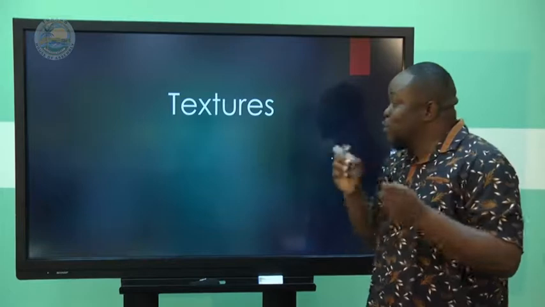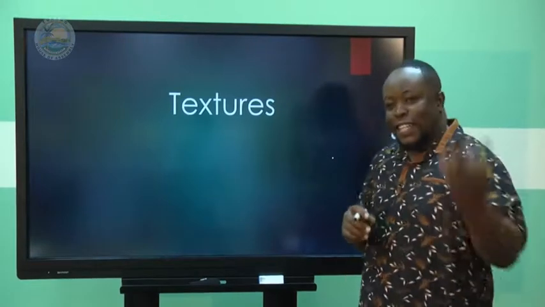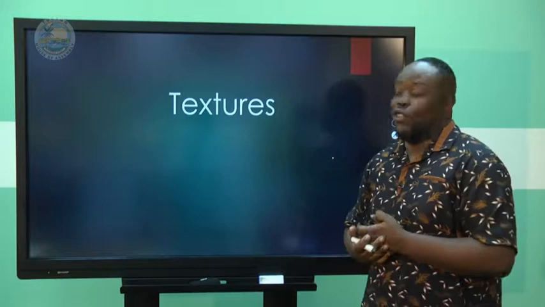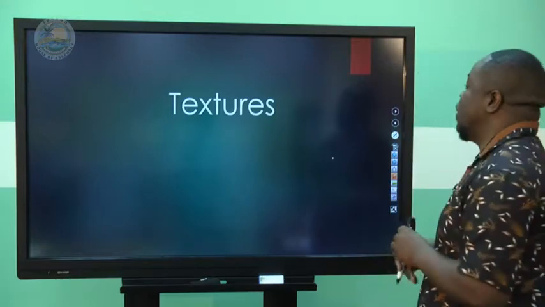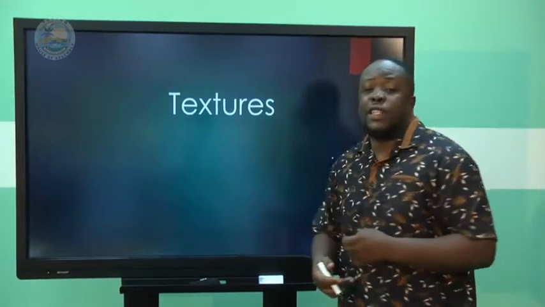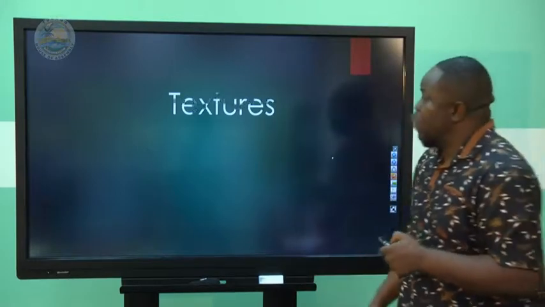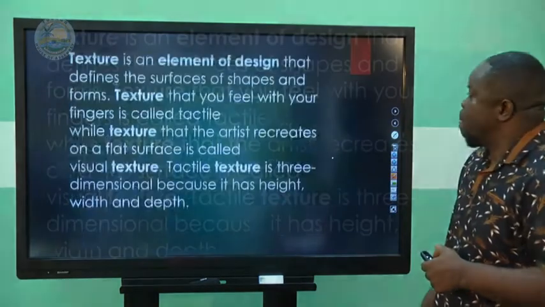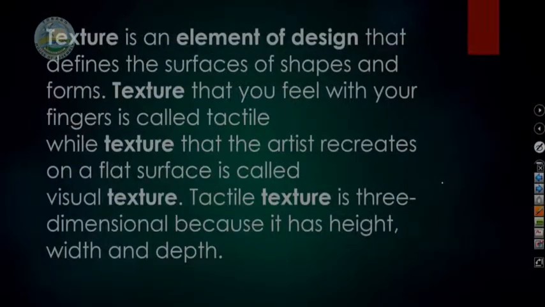All right. So if you use those color harmonies along with the artistic technique, it would add some more dimension to your work. Now, another thing that we want to look at in terms of elements of design today is textures. Texture is another element of design, and texture is an element of design that defines the surface of shapes and forms. Now, texture that you feel with your finger is called tactile, while texture that the artist creates on a flat surface is called visual texture, so you could see it.